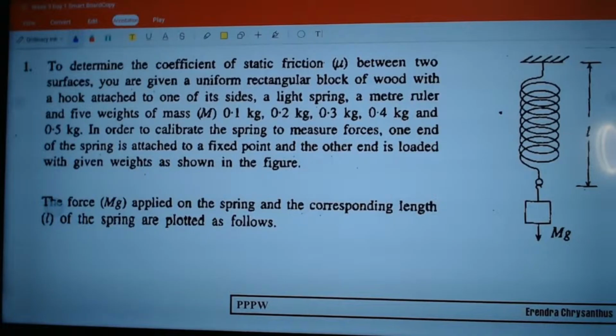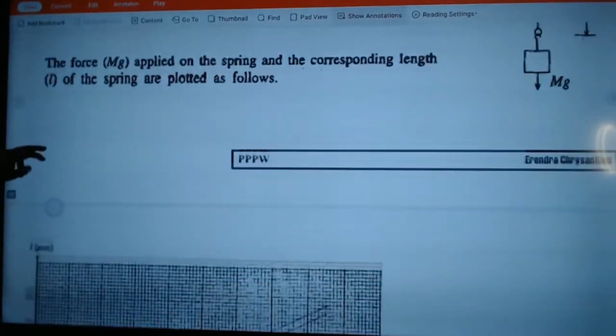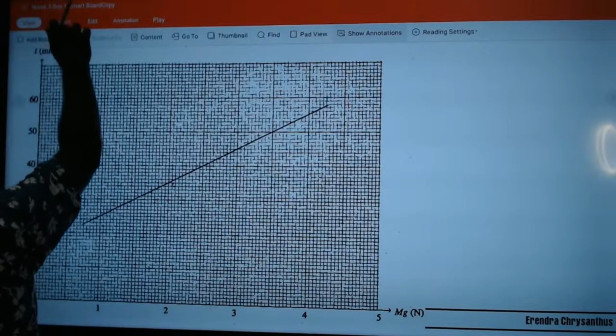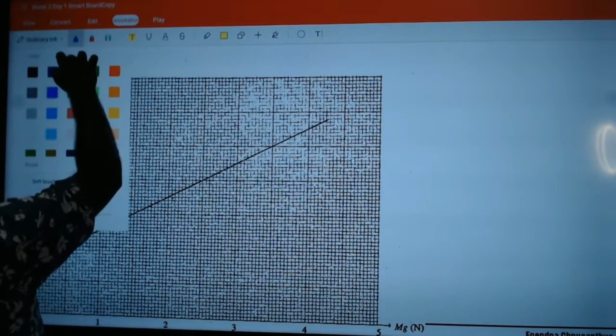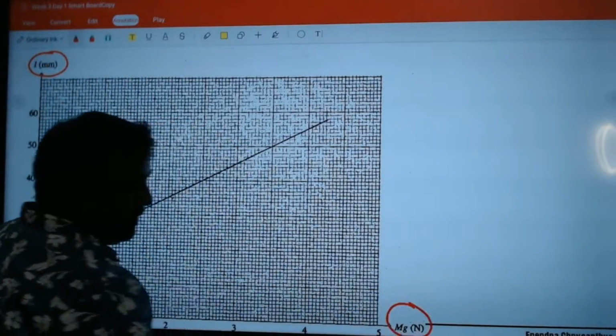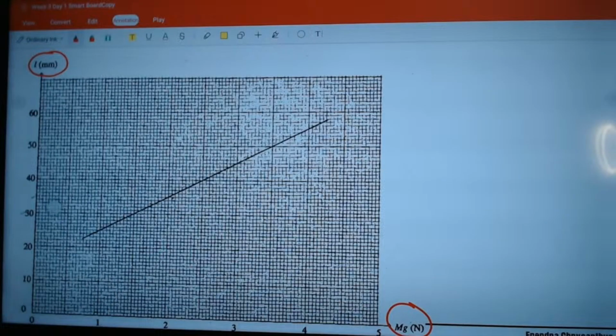one end of the spring is attached to a fixed point and the other end is loaded. The force mg plotted is given as indicated below. The graph is given here: length against mg. Be careful with the axes. Now the first thing that you should note is the axes. Note the axes carefully. L and mg. mg means Newton. Right.